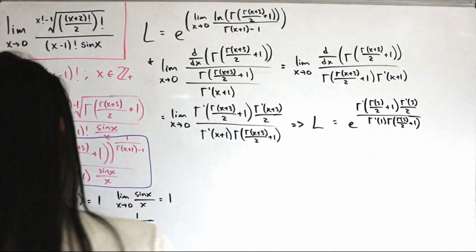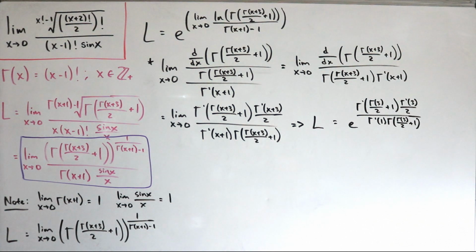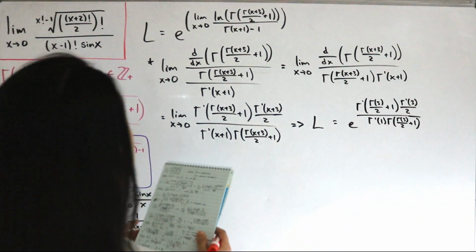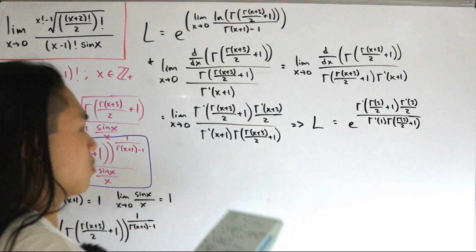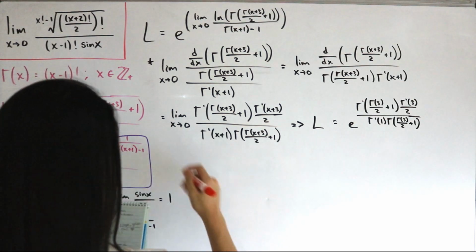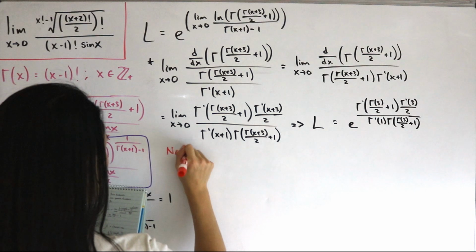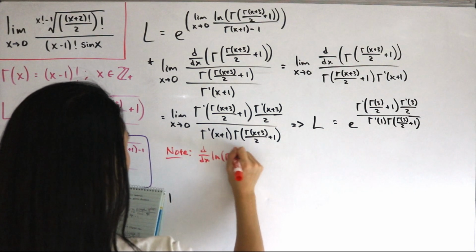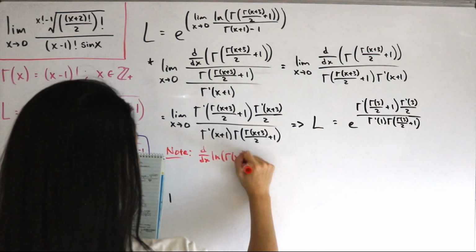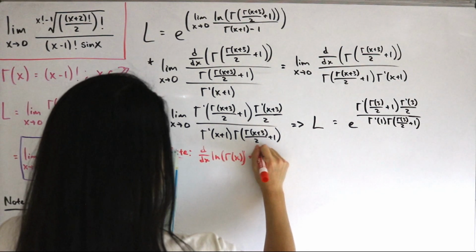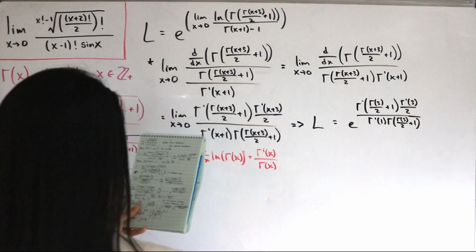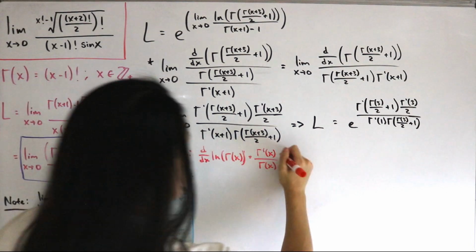So notice that by definition, what we're going to be using is the digamma function, which of course is the logarithmic derivative of the gamma function. So that means, let me write the note here: d/dx of ln of gamma(x) is simply going to equal gamma prime of x divided by gamma of x.